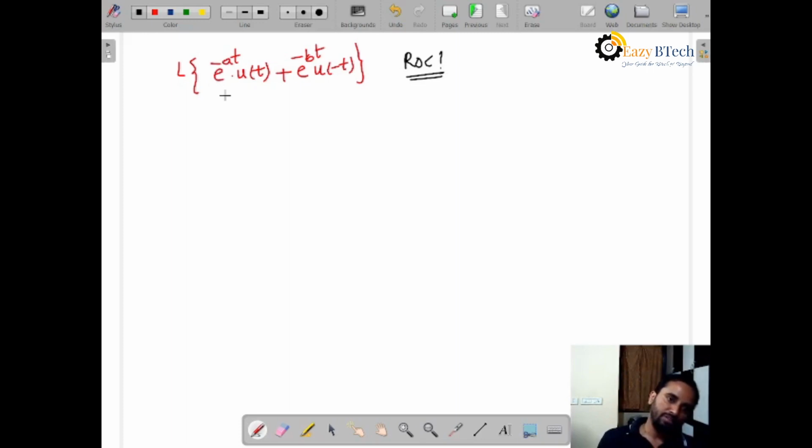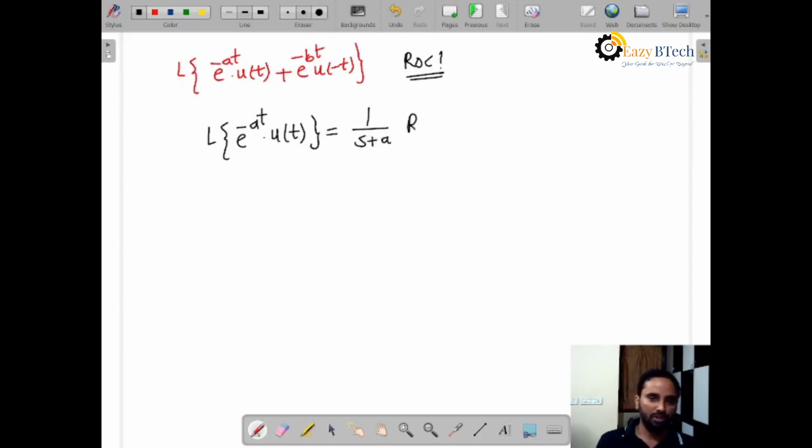So already we know the Laplace transform of e^(-at) u(t). How much? 1/(s+a). And what about the ROC here? The ROC is real part of s greater than -a. So take it as 1. Already we know this, already we completed.